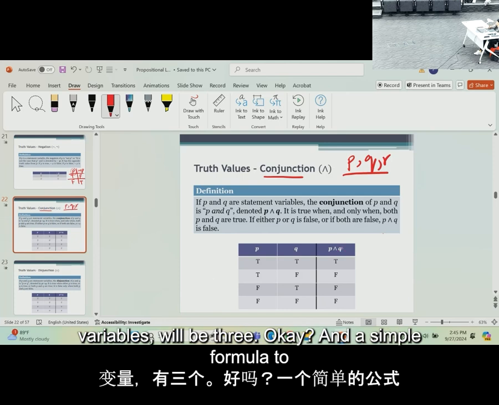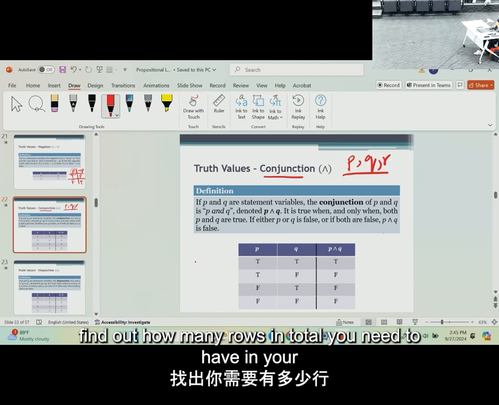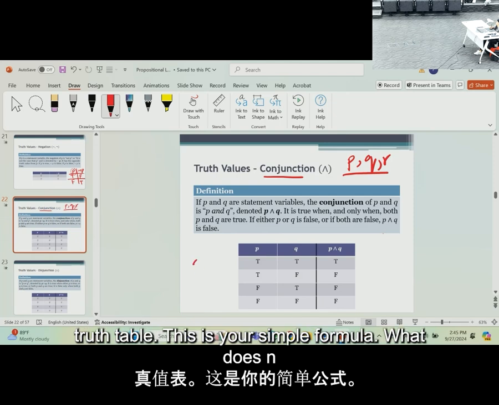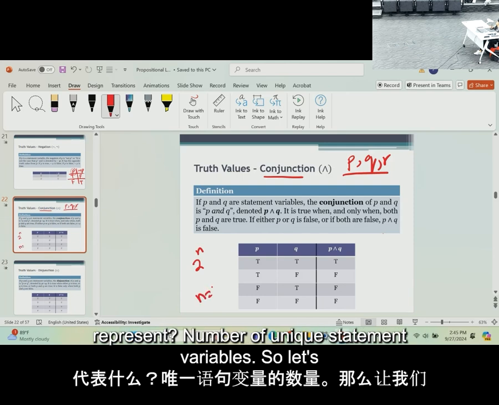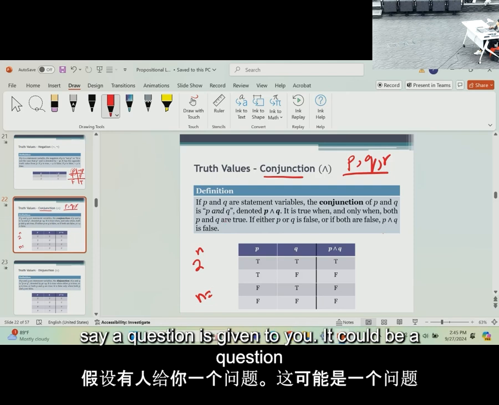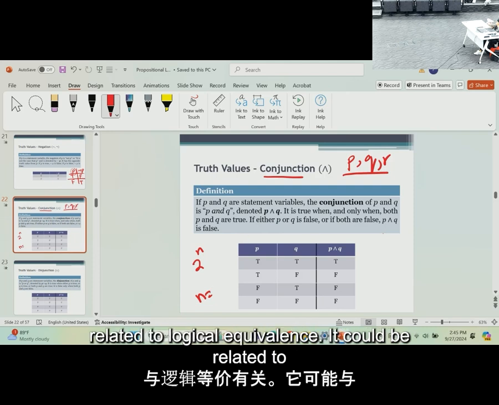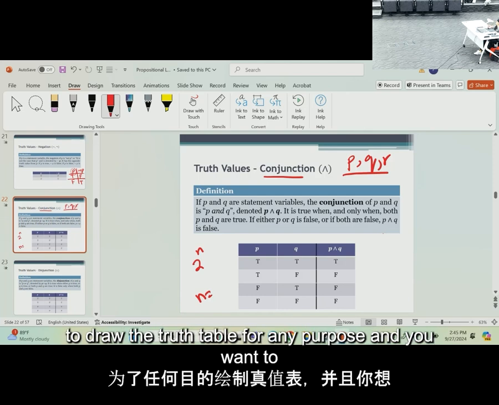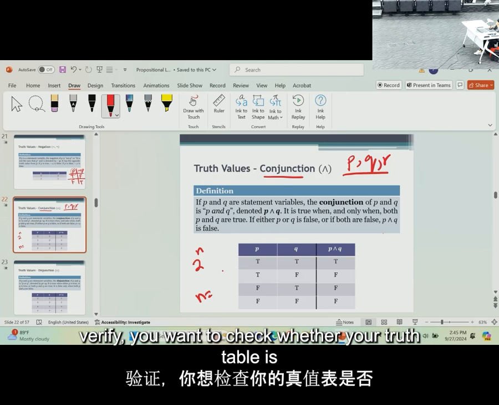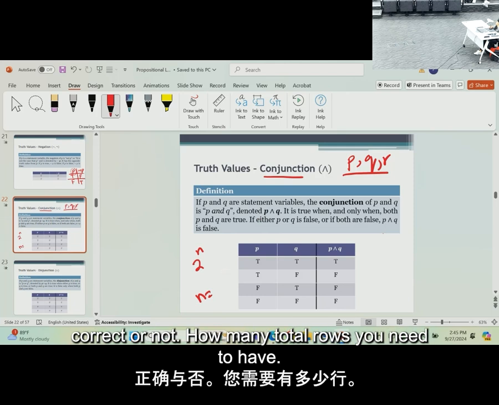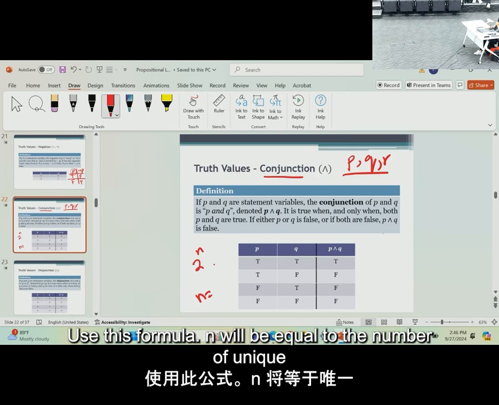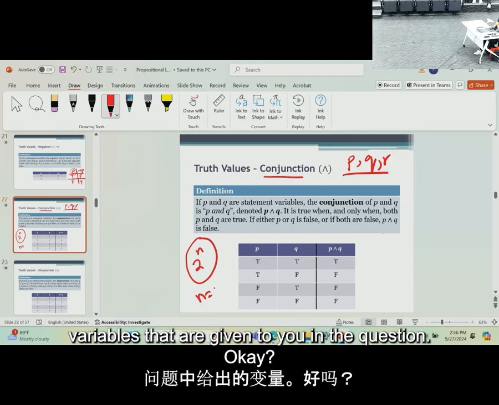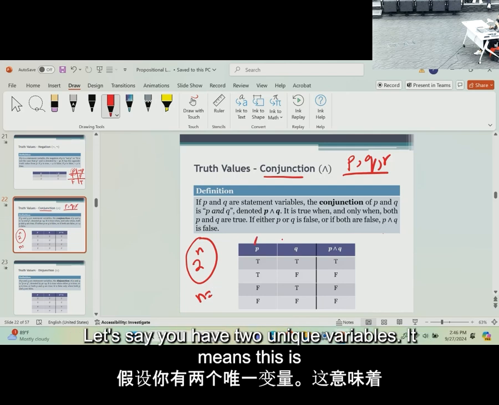And here is a simple formula to find out how many rows in total you need in your truth table. What does n represent? The number of unique statement variables. So let's say a question is given to you. It could be related to logical equivalence, or to an argument or whatever, but let's say you're asked to draw the truth table and you want to check whether your truth table is correct or not. How many total rows do you need? Use this formula. N is equal to the number of unique variables given to you in the question. Let's say you have 2 unique variables.